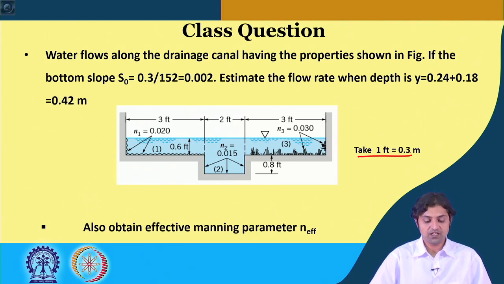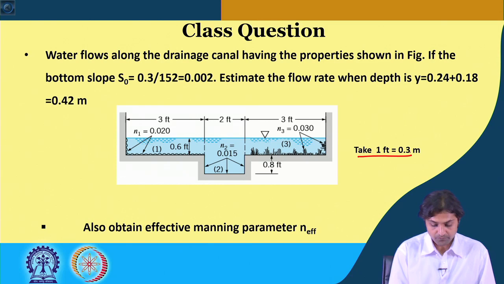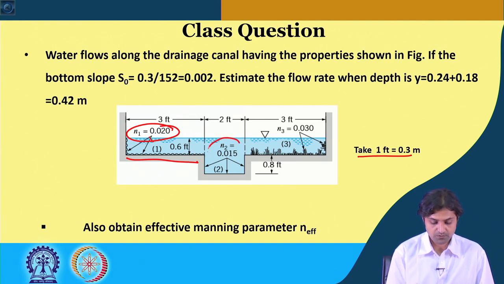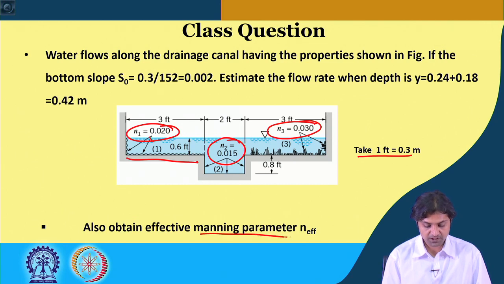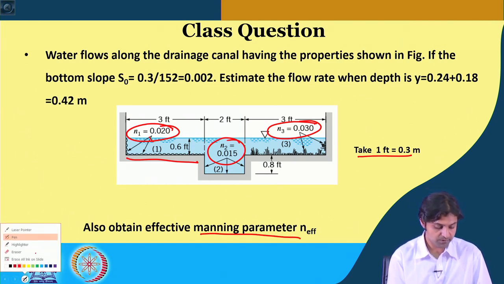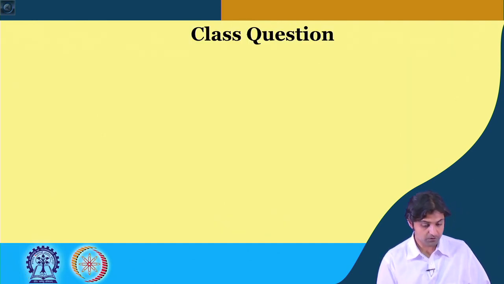We also have to obtain an effective Manning parameter. See, because this channel is composed of 3 different N values. In this part the Manning's roughness is 0.020, in this one it is 0.015, and N3 is 0.030. So, we have to find an effective Manning parameter, N effective. All right. So, how do we solve this problem? We will go step by step.